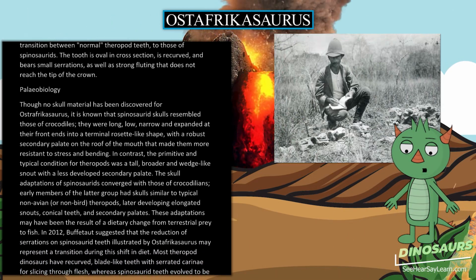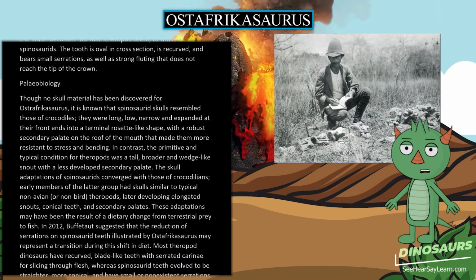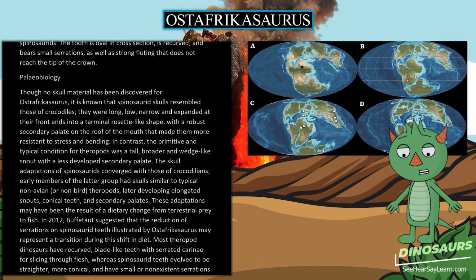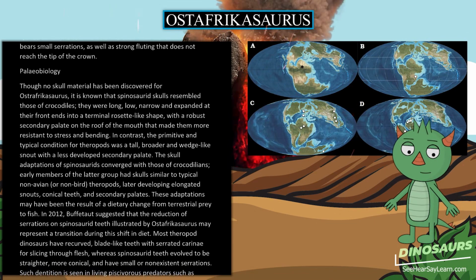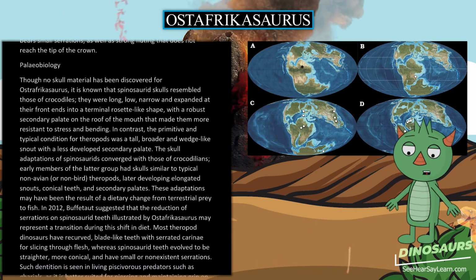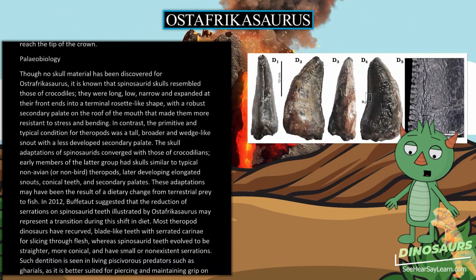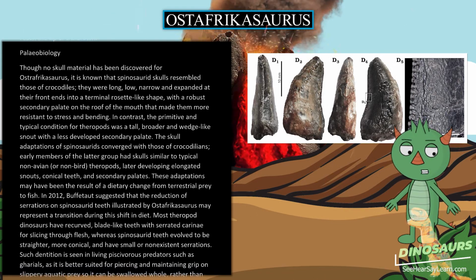Early members of the latter group had skulls similar to typical non-avian, or non-bird, theropods, later developing elongated snouts, conical teeth, and secondary palates. These adaptations may have been the result of a dietary change from terrestrial prey to fish.